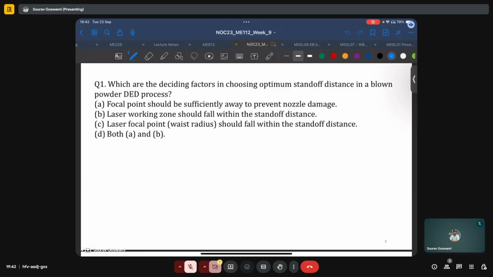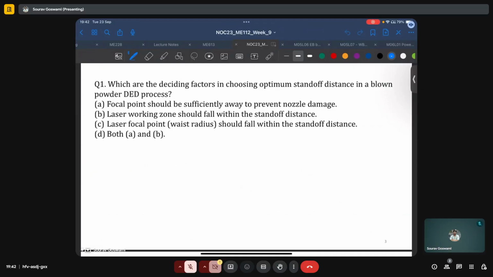The first question is asking us, which are the deciding factors in choosing optimum standoff distance in a blown powder AM process? Is it A, that the focal point should be sufficiently away to prevent nozzle damage? B, that the laser working zone should fall within the standoff distance? C, the laser focal point or the waist radius should fall within the standoff distance, or a combination of these.